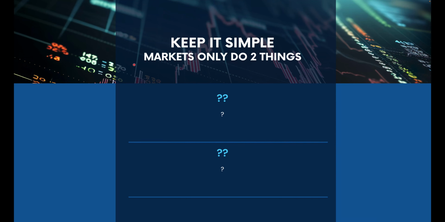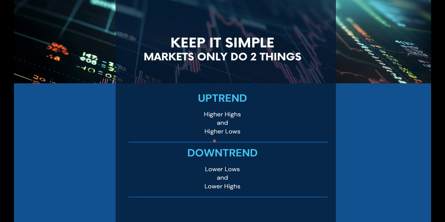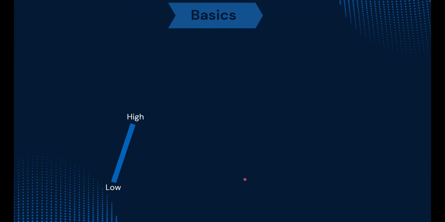So first things first, we have to keep things simple when it comes to actual day trading, when it comes to market context and etc. The markets can only do two things, which are the following. The first thing is it can typically only go on an uptrend, which I'm going to show you what this looks like, but higher highs and higher lows. And it could do the other thing, which is going on a downtrend, which is lower lows and lower highs. And so what that basically looks like is the following.